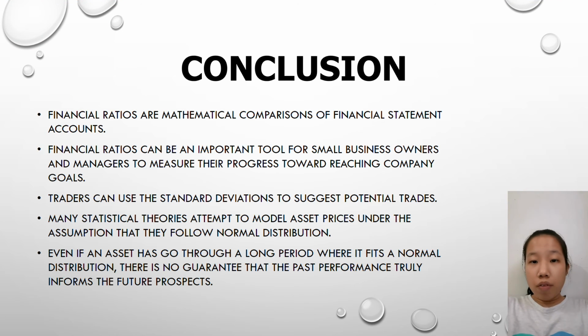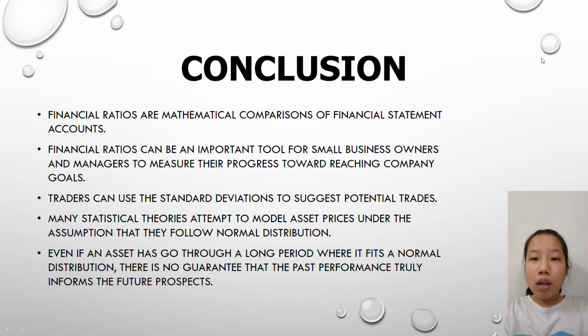Now, I will present the conclusion. Financial ratios are mathematical comparisons of financial statement accounts. Financial ratios can be an important tool for small business owners and managers to measure their progress toward reaching company goals. This relationship between the financial statement accounts helps investors and internal company management to understand how well a business is performing.